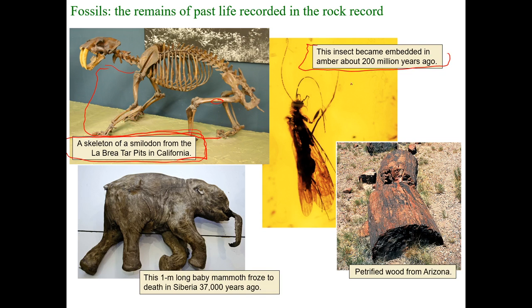Here's an insect embedded in amber. Here's petrified wood, where the wood actually got replaced with rock mineral tissue. Here's what was a flash-frozen baby mammoth, a 37,000-year-old baby mammoth. So these are all types of fossils, just remains of past life preserved in the rock.